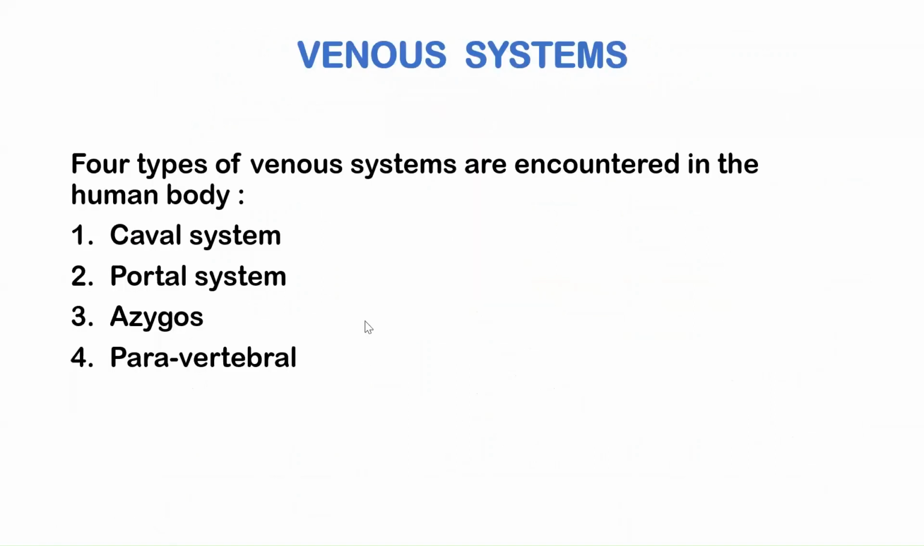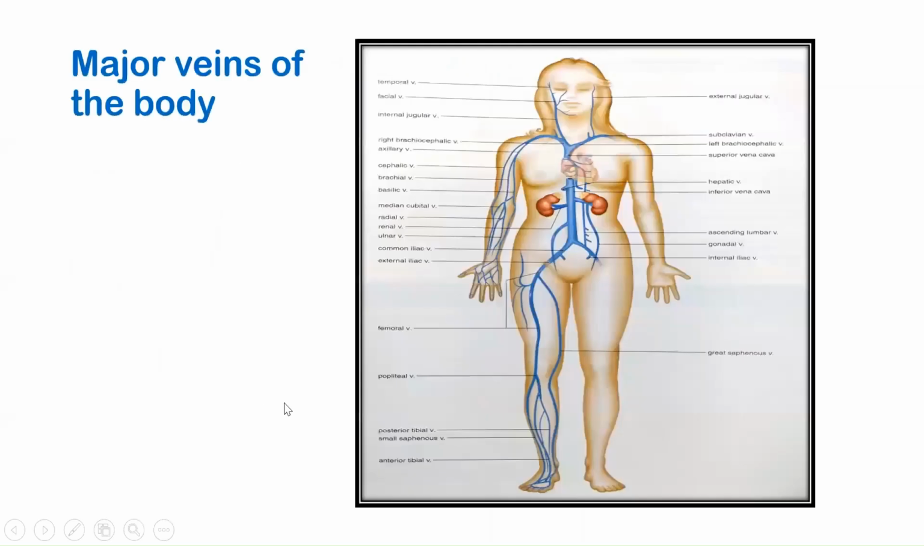In the human body, 4 types of venous systems are seen: the caval system, the portal system, the azygous system, and the paravertebral veins of Batson. The caval system drains the blood into the right atrium from the upper and lower parts of the body through the superior and the inferior vena cava, respectively.